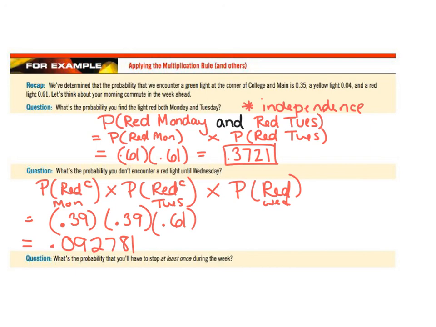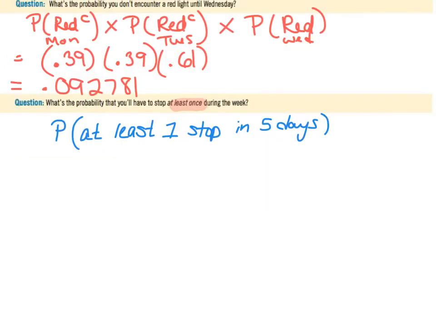All right, what's the probability that you will have to stop at least once during the week? Now I want to give you a clue. Whenever you see this phrase, at least once, it is usually easier to use your complement rule, because at least once means that you could stop once, 2 times, 3 times, 4, or 5 days in a row. So it's easier to figure out the chance of 0 stops and then subtract that from 1. So we're looking at the probability of at least 1 stop in 5 days.